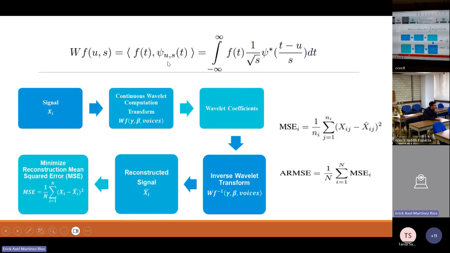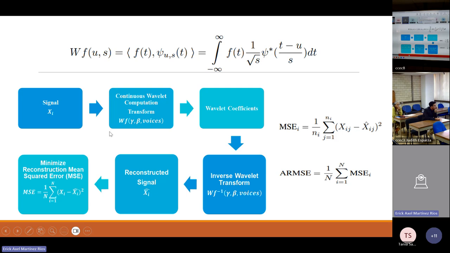So in order to set the value of beta, what we decided to compute was what we call here the reconstruction error. Basically, we know that the wavelet transform is essentially a correlation between the wavelet and the function of interest. So by taking this into account, we decided to apply the wavelet transform by fixing the parameters of the generalized Morse wavelets. We obtain the wavelet coefficients. We can compute an inverse wavelet transform, and we will obtain a reconstructed version of the signal.